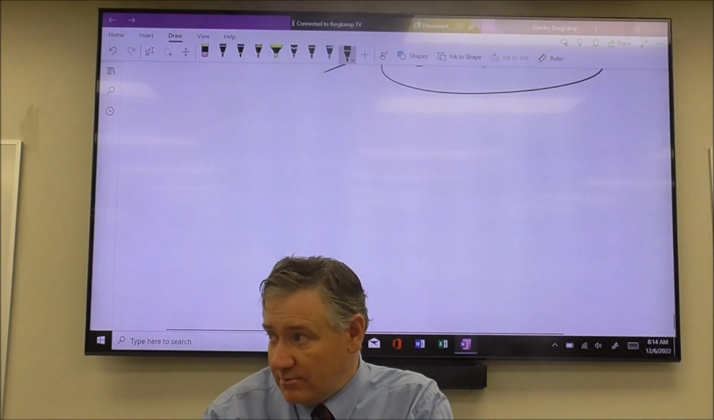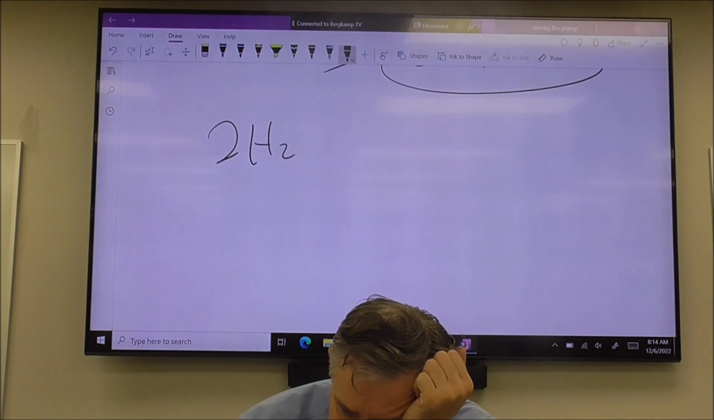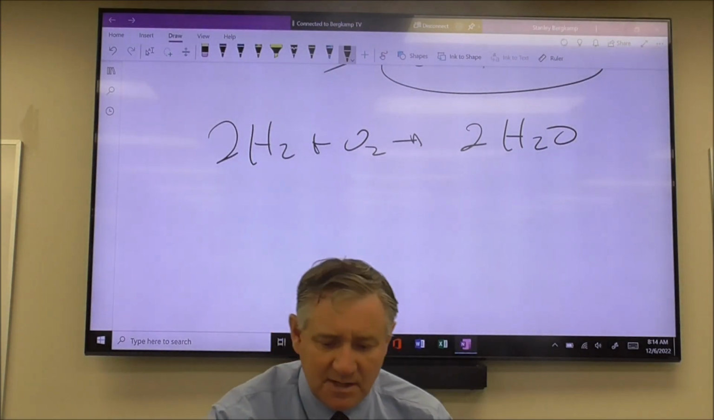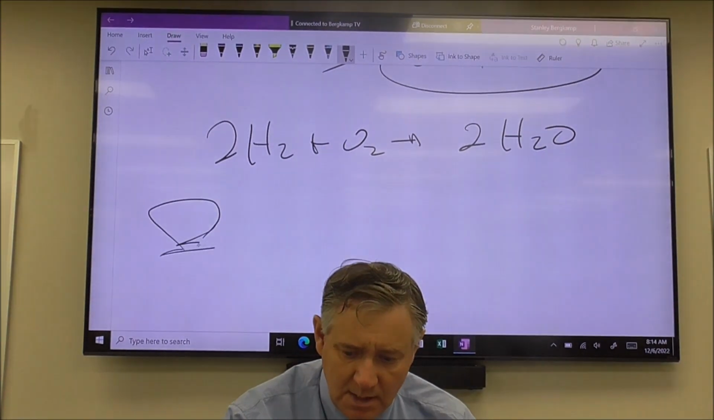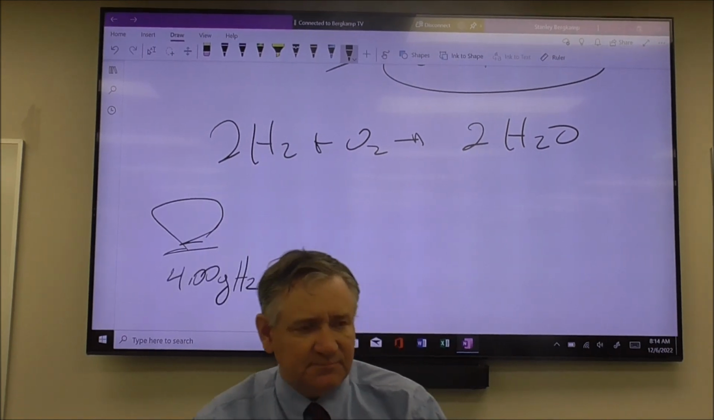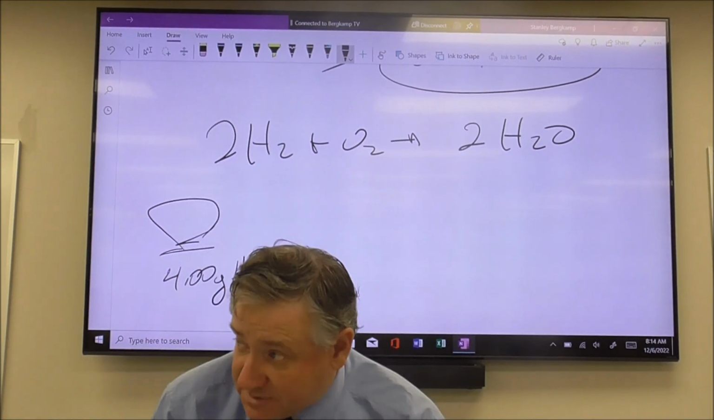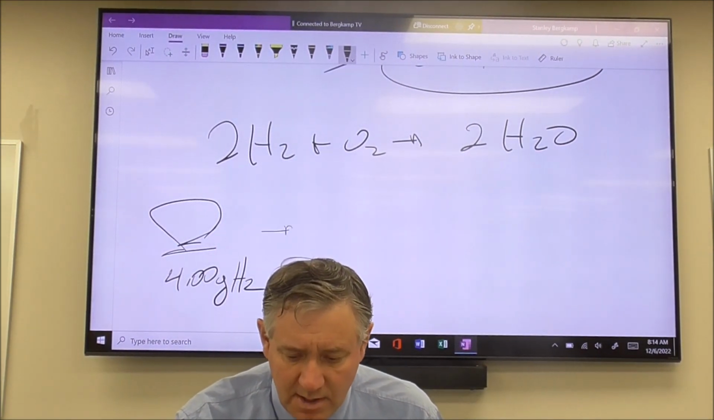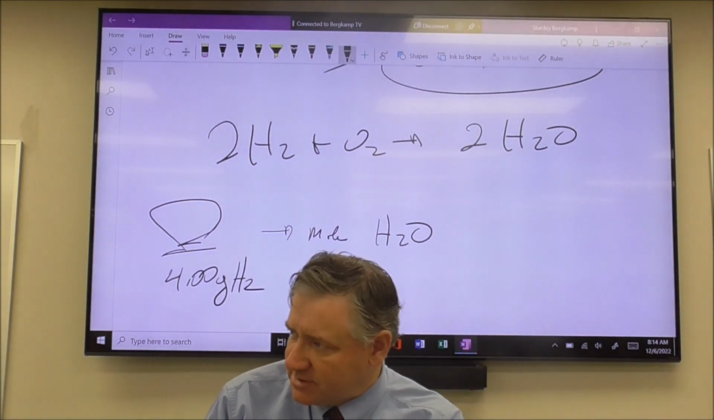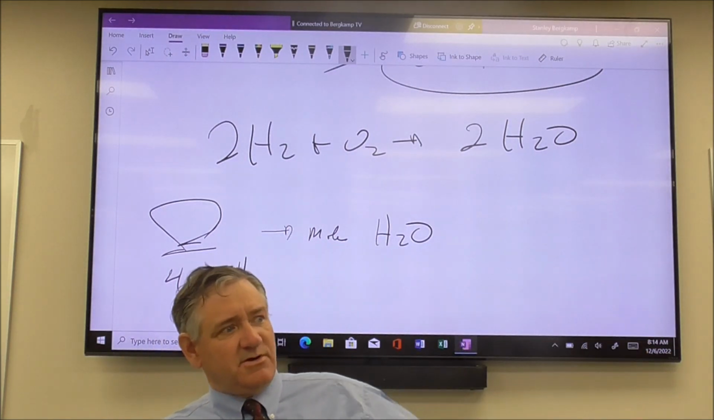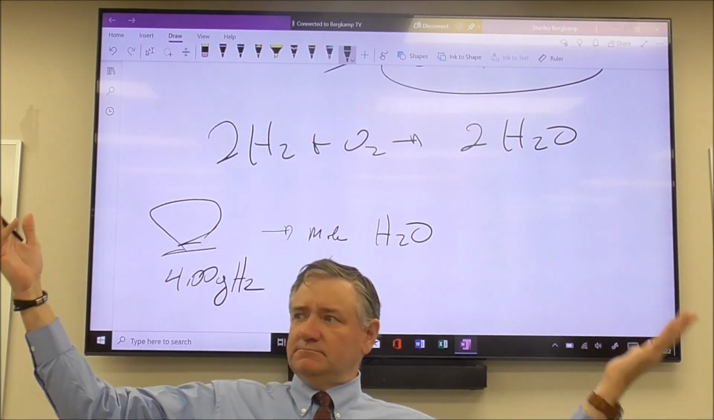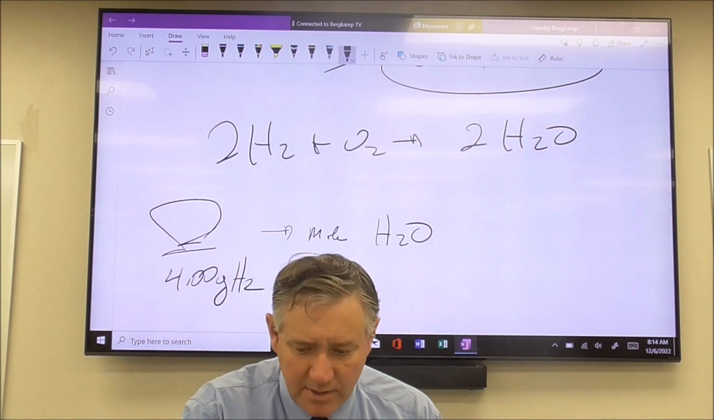We're going to go back to making water: 2 H2 plus O2 yields 2 H2O. I'm going to take a balloon and fill it up with 4 grams of hydrogen. I want to know how many moles of water I can produce from 4 grams of hydrogen. The scale measures in grams, so I take the balloon, fill it up with hydrogen, put it on the scale, and it says 4 grams. I want to know how many moles of water.